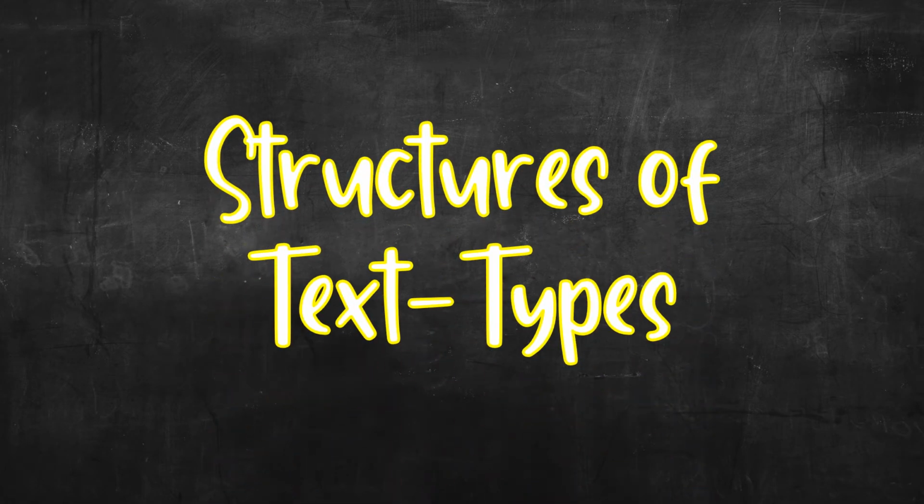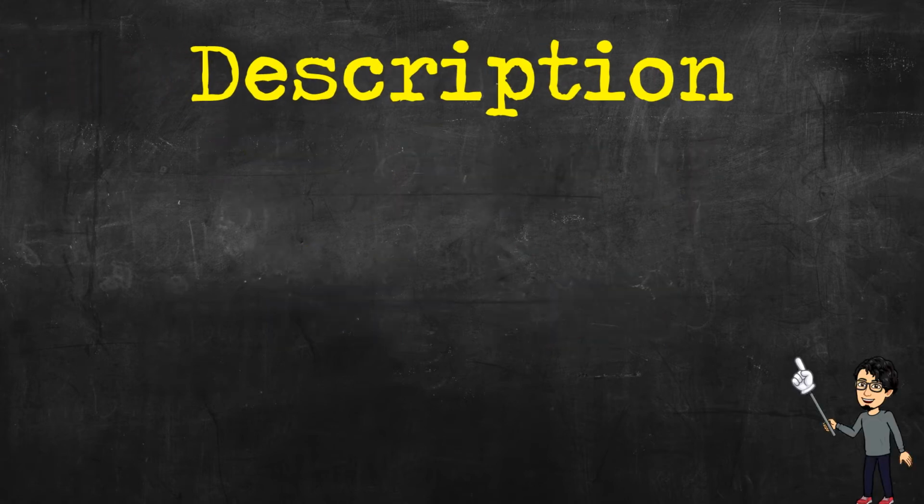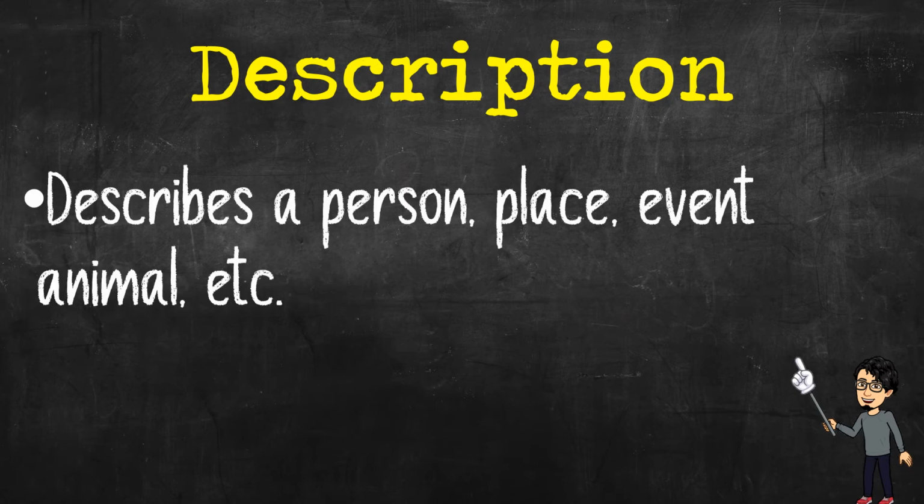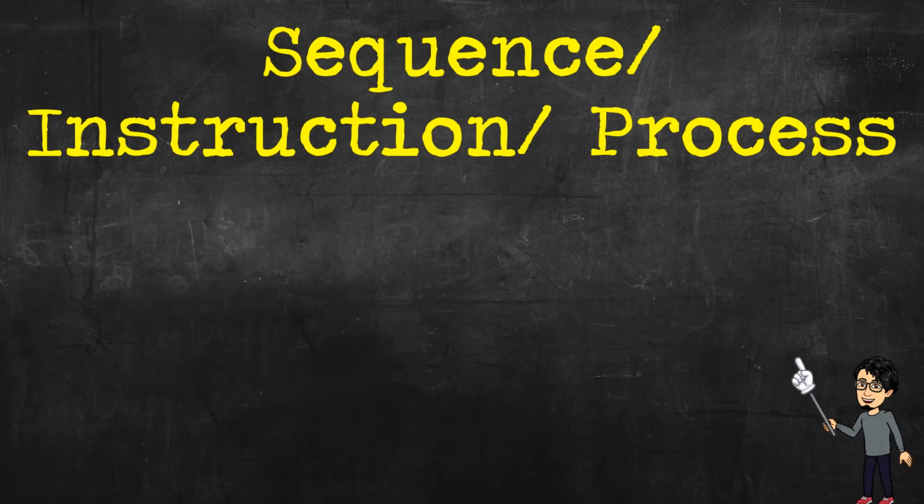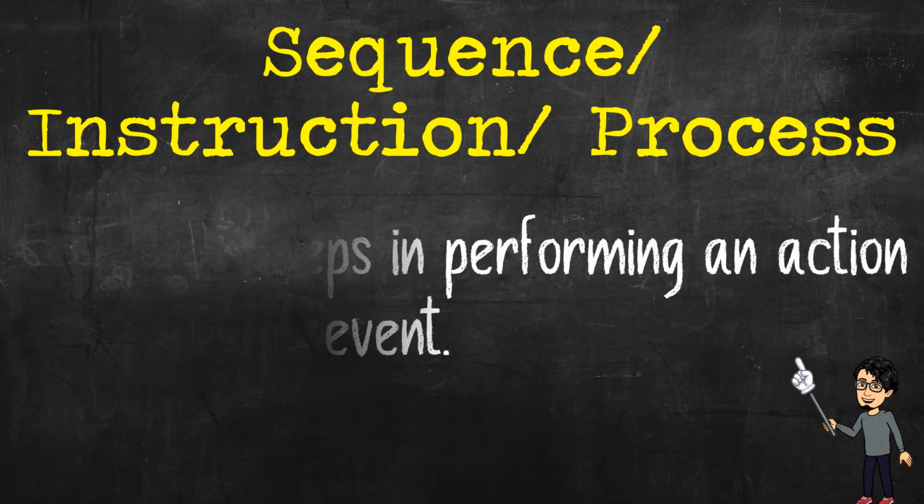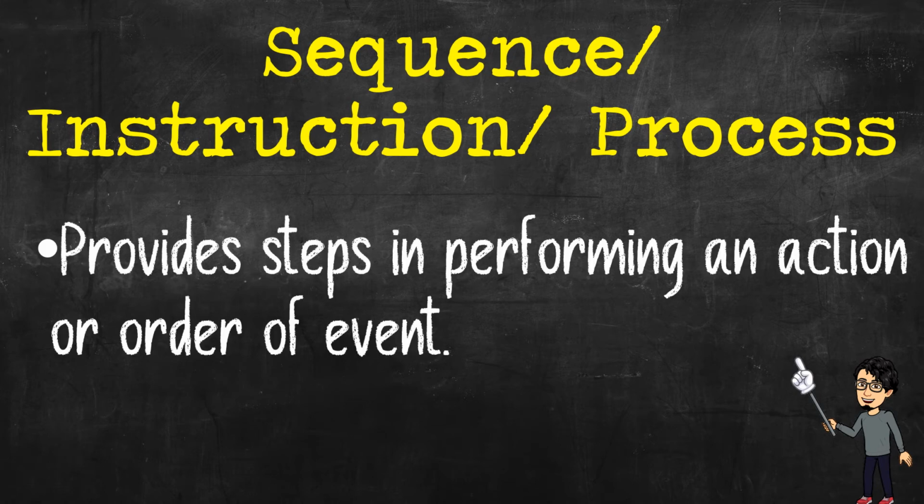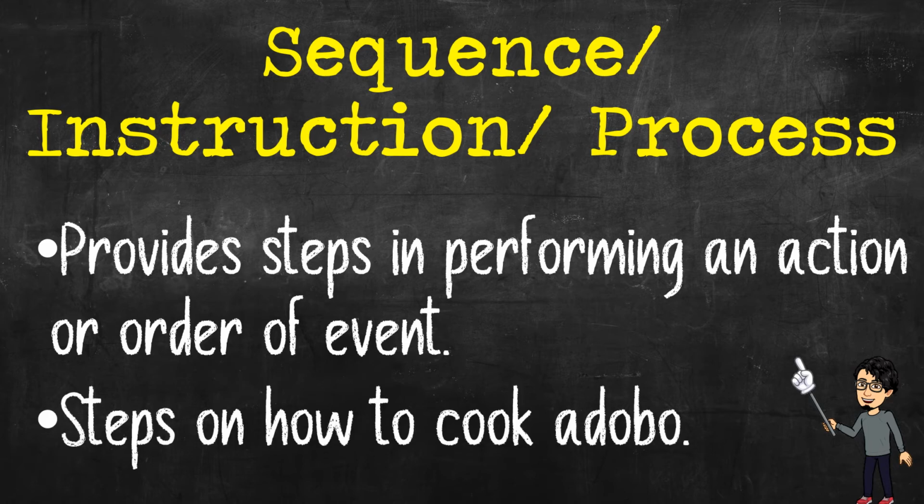Structures of text types. Text types are formed in structured ways. These structures are as follows. First one, description. Describes a person, place, animal, or event. Example, whale is the biggest mammal. Second one, sequence or instruction or process. It provides steps in performing an action or order of events. Example, steps on how to cook adobo.